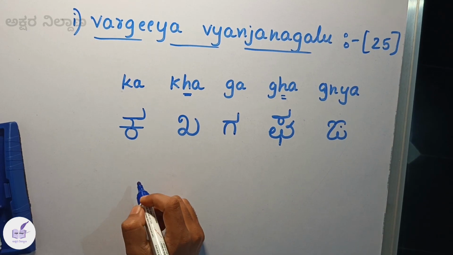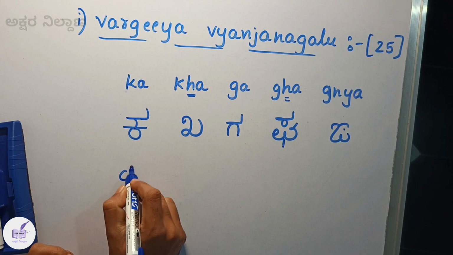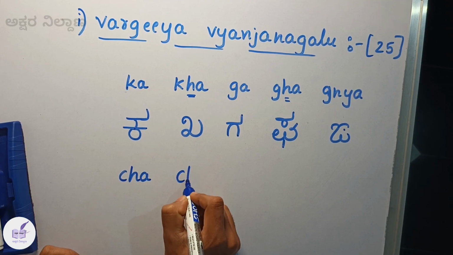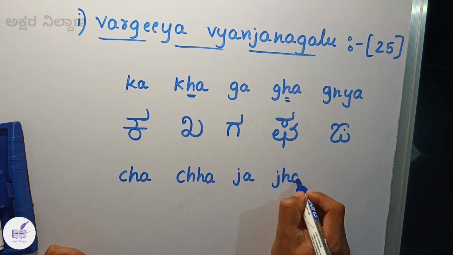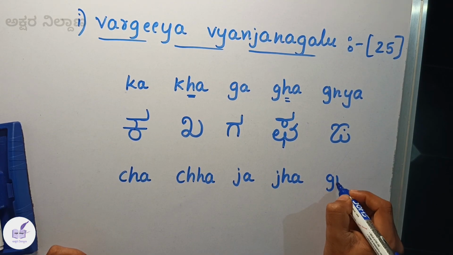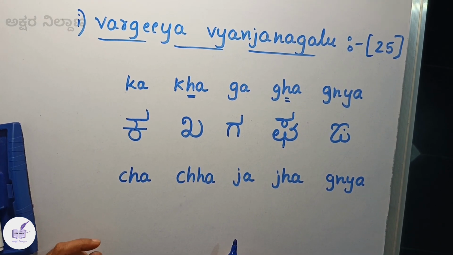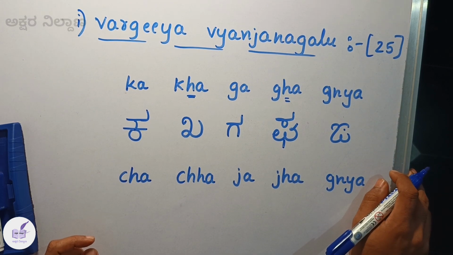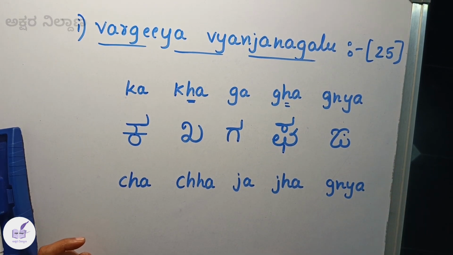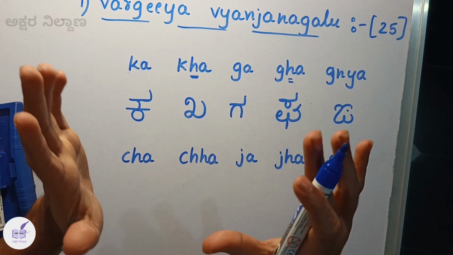The next line again contains 5 letters, which sound like cha, chha, ja, jha, nya. Here the first 2 letters look like they have the same pronunciation, but that is not properly so, though generally you can say that. It is not the proper way. Okay, I'm going to explain that. Just observe the pronunciation.